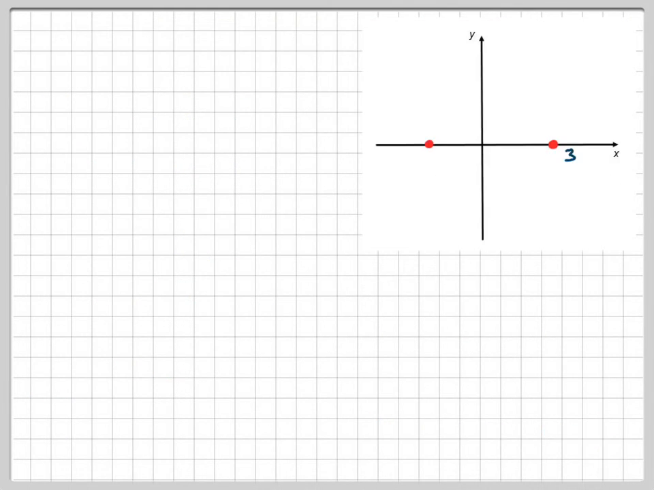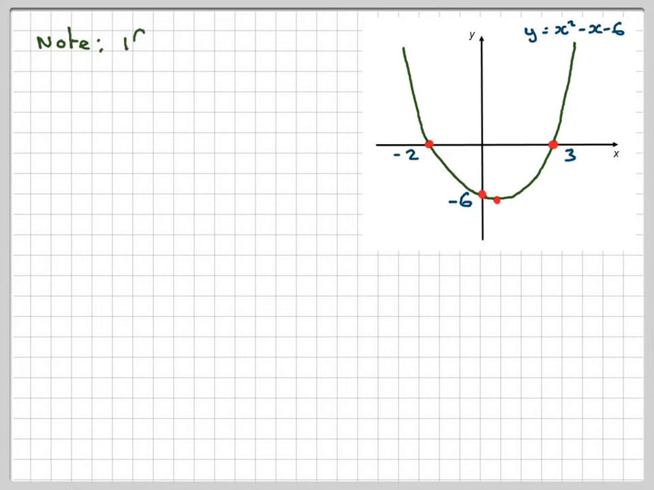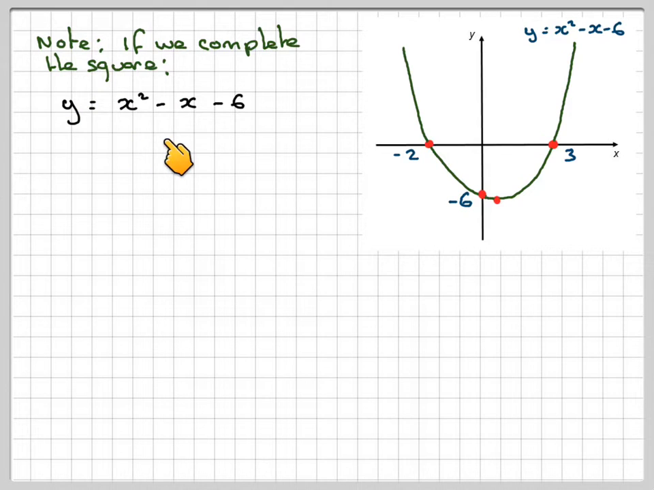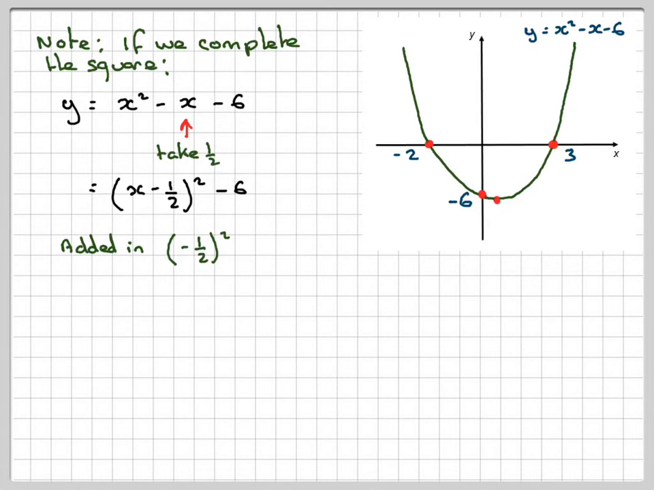So, note, if we complete the square, we've got y is equal to x squared minus x minus 6, and we take half of the number in front of x, which is half of 1, giving me a half, minus a half. We now write down that this becomes x minus a half all squared, minus 6. Now, in doing this, we have actually added in minus a half squared, which is 1/4. So if we've added it in here, we need to subtract it.